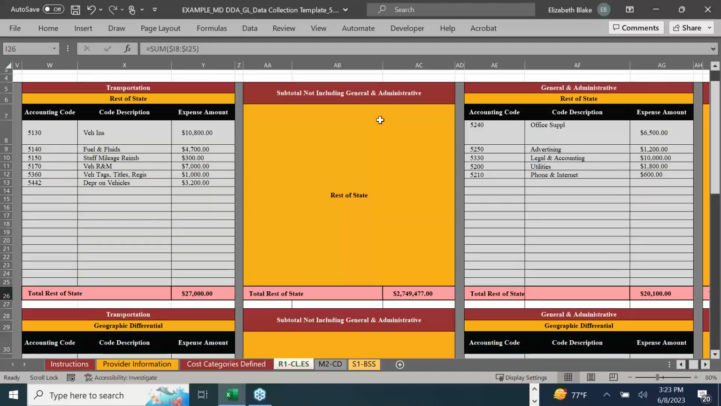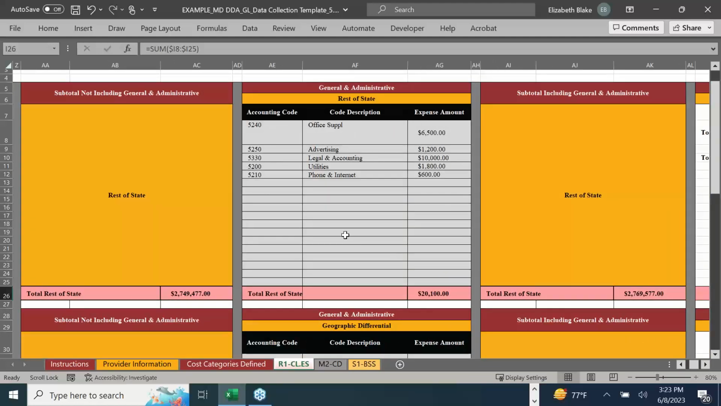So then we have this subtotal here just to mirror the brick. We have everything totaling across what you have entered so far. And then the last place that you're going to need to enter specific accounting codes and code descriptions is for our general and administrative portion.